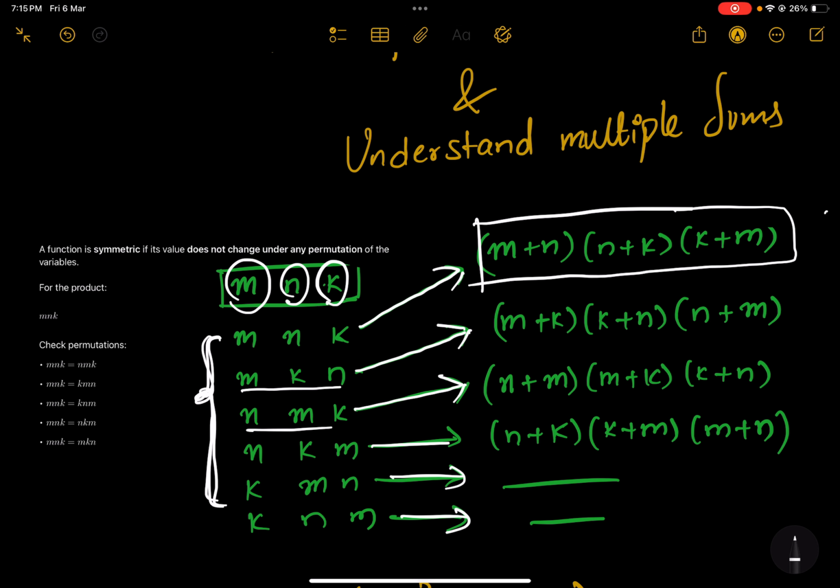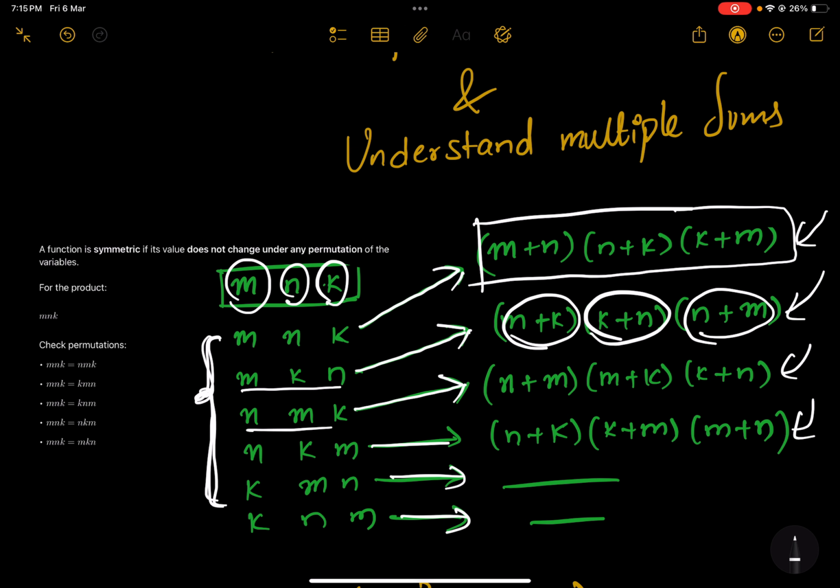Alright. But if you observe, all these products have the same value. Everything is simply m plus n, n plus k, k plus m. So the positions are just changed, but the entire product is the same. So this is an example of a symmetric function. We are understanding symmetric functions because it is needed to solve this particular question.